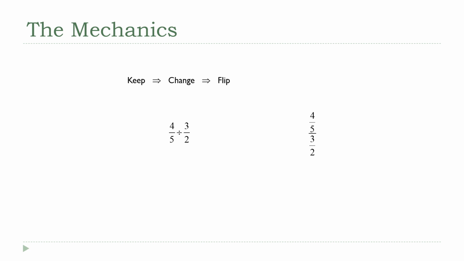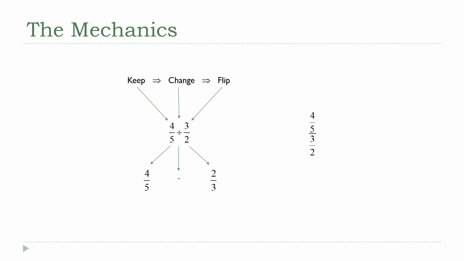So what this is saying is, here's what you do. You keep the first fraction the same. You change the division to multiplication. That's what I told you we were going to do: convert this to a multiplication problem. And you flip the second fraction over. You replace the fraction with its reciprocal, if you want to use fancy math language.